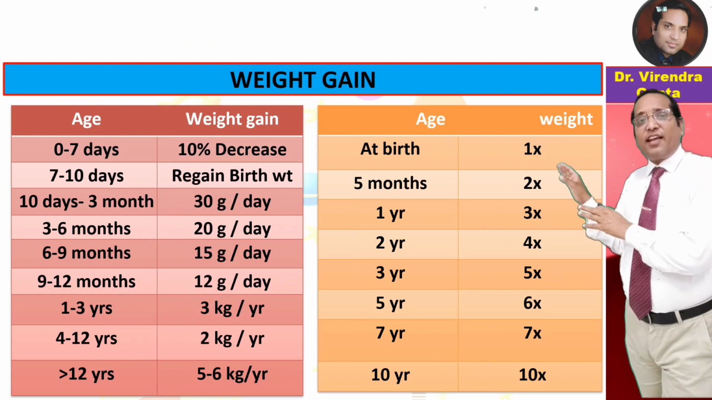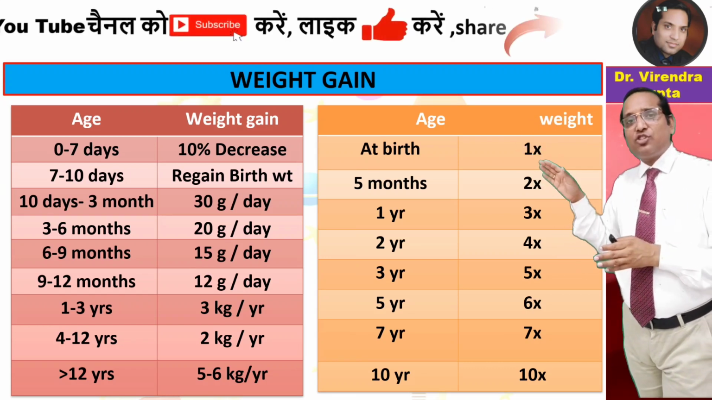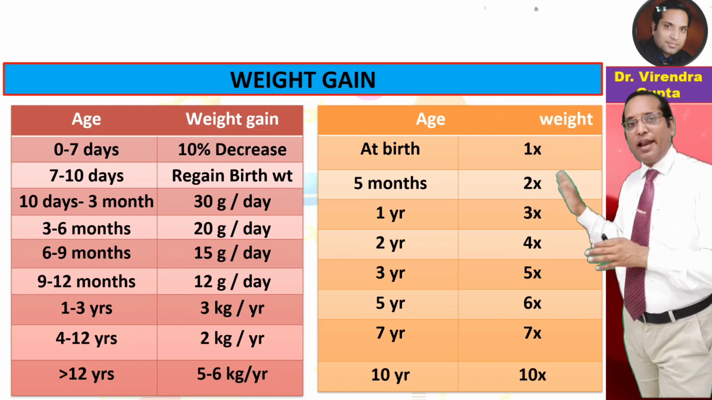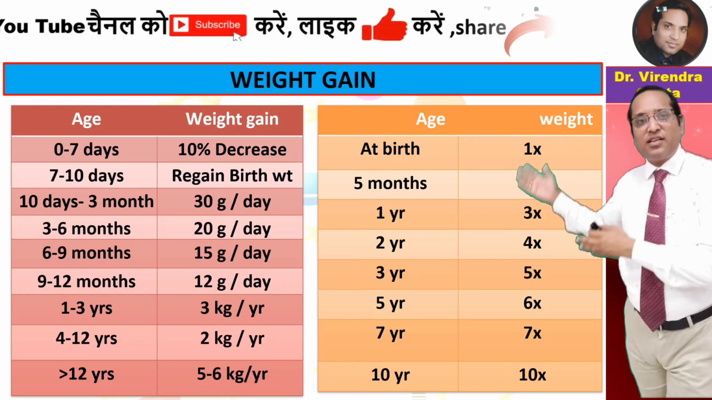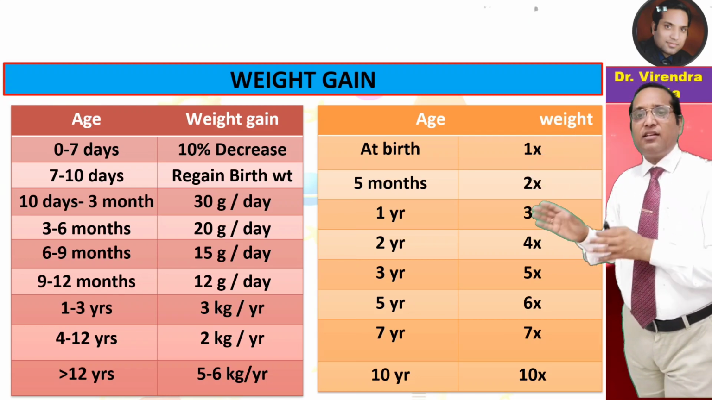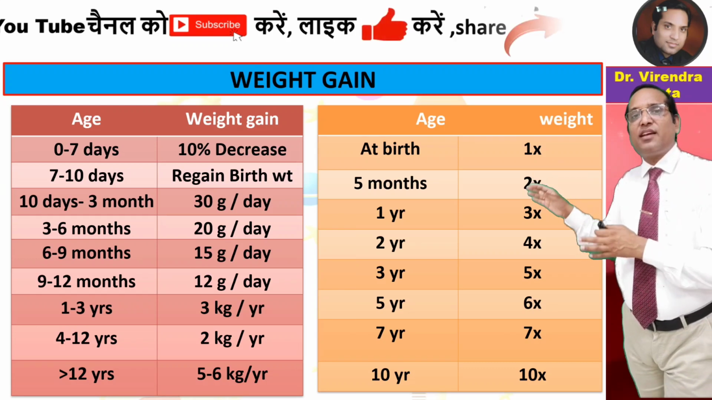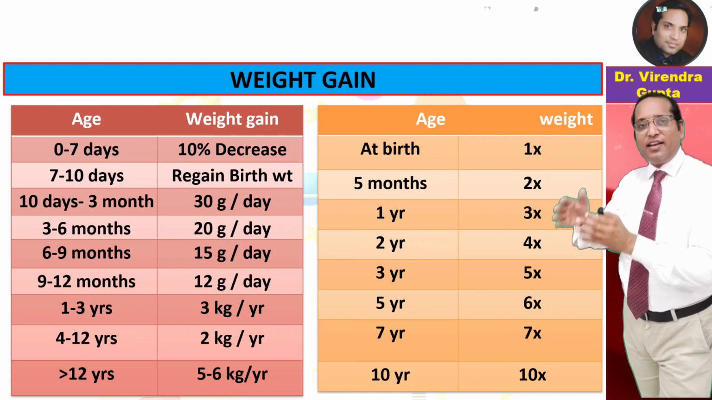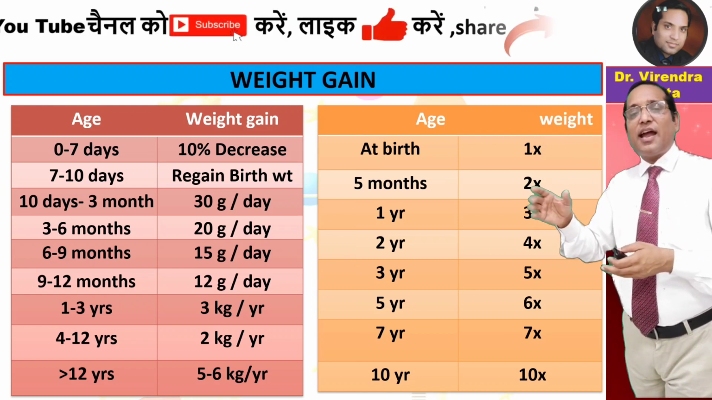And guys, weight gain is very important, and it should be a continuous process. Initially, up to the 7 days of life it decreases by around 10%, which is regained by 10 days of life. From 10 days to 3 months it increases at 30 grams per day, 3 to 6 months 20 grams per day, 6 to 9 months 15 grams per day, 9 to 12 months 12 grams per day, and 1 to 3 years 3 kilograms per year. From 4 to 12 years it increases 2 kilograms per year, and from more than 12 years up to adolescent age it may increase 5 to 6 kilograms per year. So guys, you can see that weight gain is a continuous process, but it decreases with increasing age, and again it may increase at the adolescent age.